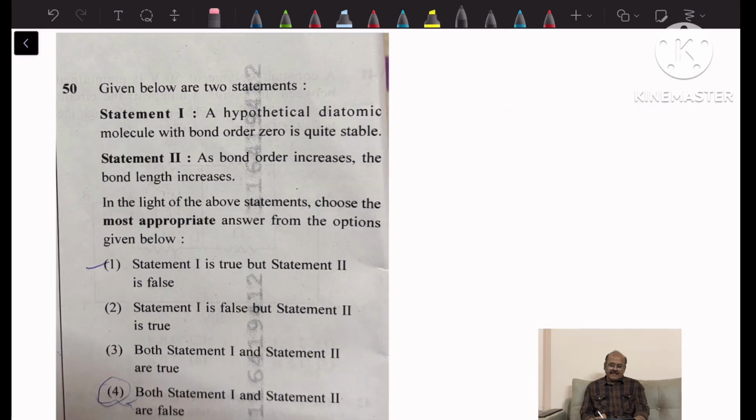Question number 50 is like that. Given below are two statements. What we observed here in the NEET is that such questions have been asked 3-4 times, because students spend more time in reading. So statement 1 is given like that.